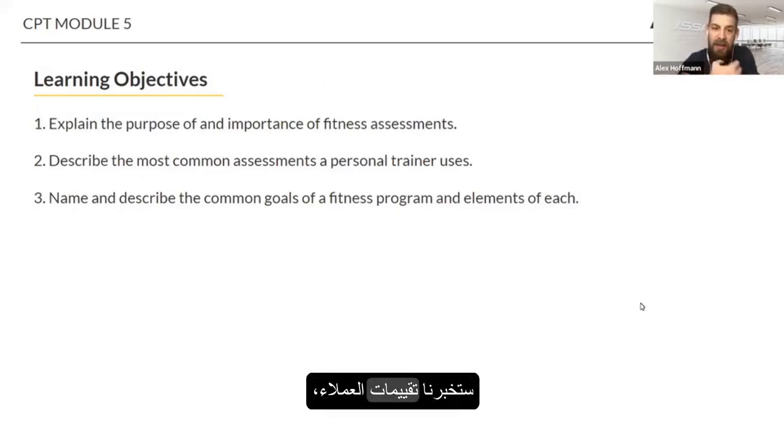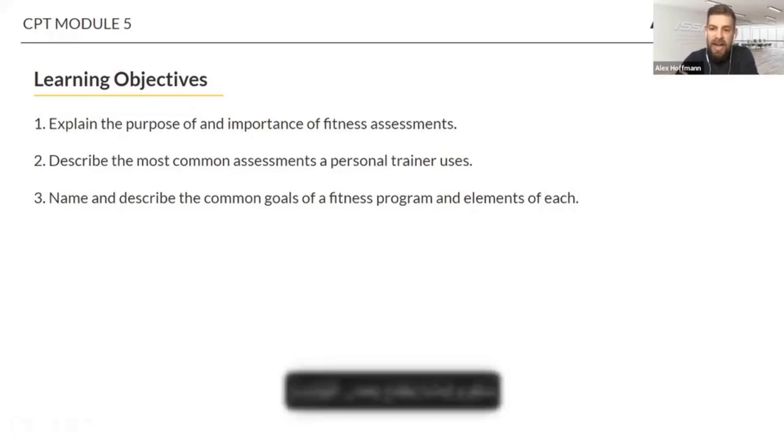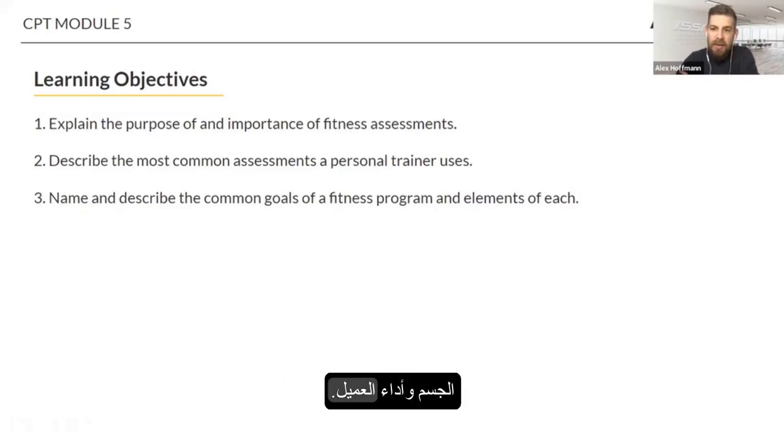Client assessments are going to inform us what skill level the client is. We're going to get insight into any injuries or health problems that the client may have that we need to be aware of, so that we don't take on a liability that could potentially harm us as a personal trainer. Then we're also going to collect some hard data related to body composition and client performance and various exercises or metrics that we want to look at.